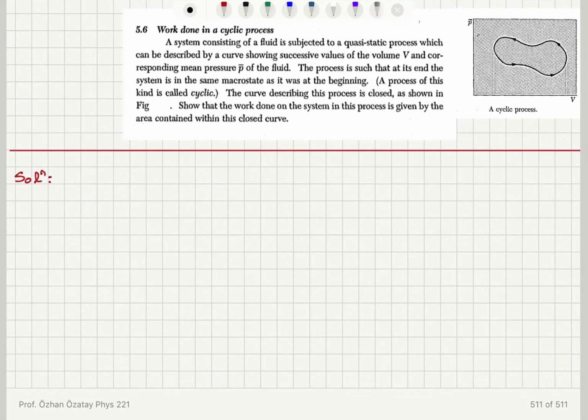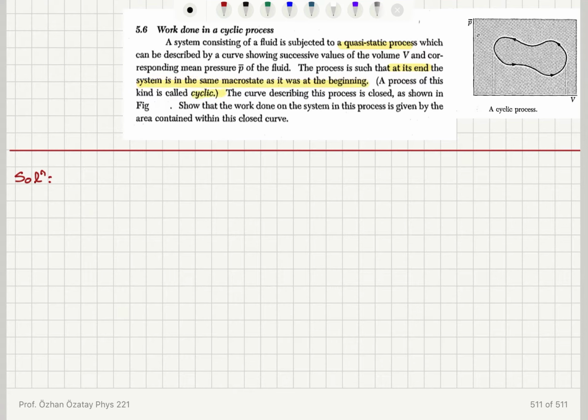Work done in a cyclic process. A system consisting of a fluid is subjected to a quasi-static process which can be described by a curve showing successive values of the volume V and corresponding mean pressure P bar of the fluid. The process is such that at its end the system is in the same macro state as it was at the beginning. It's called a cyclic process.